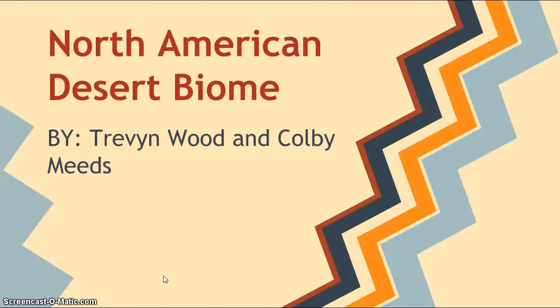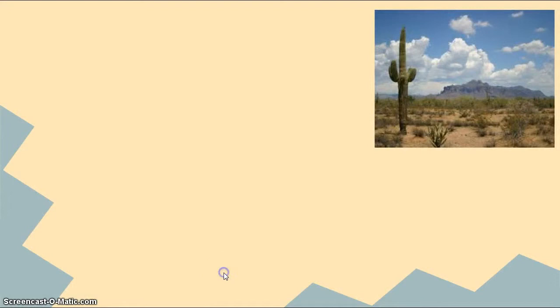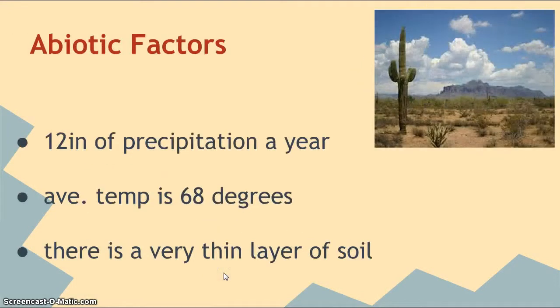Here's our North American desert biome by Trevyn and Colby Meads. This is our abiotic factors. Some interesting facts are soil gets really hot so animals go underneath the ground, and rain sometimes evaporates before hitting the ground.